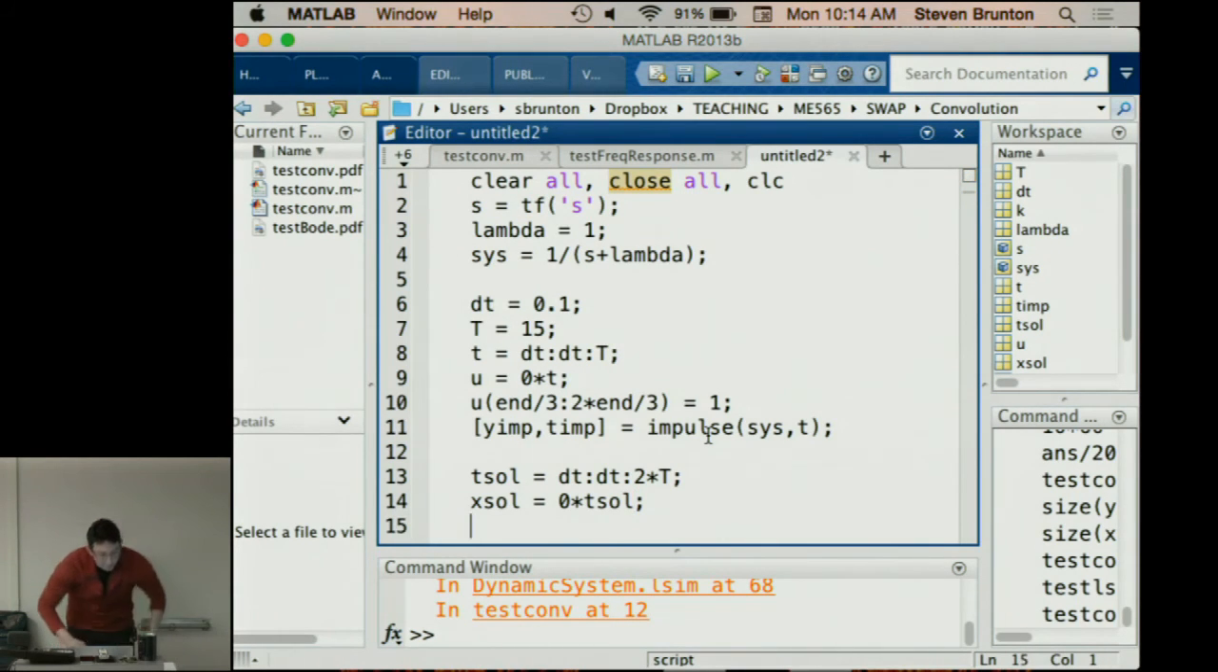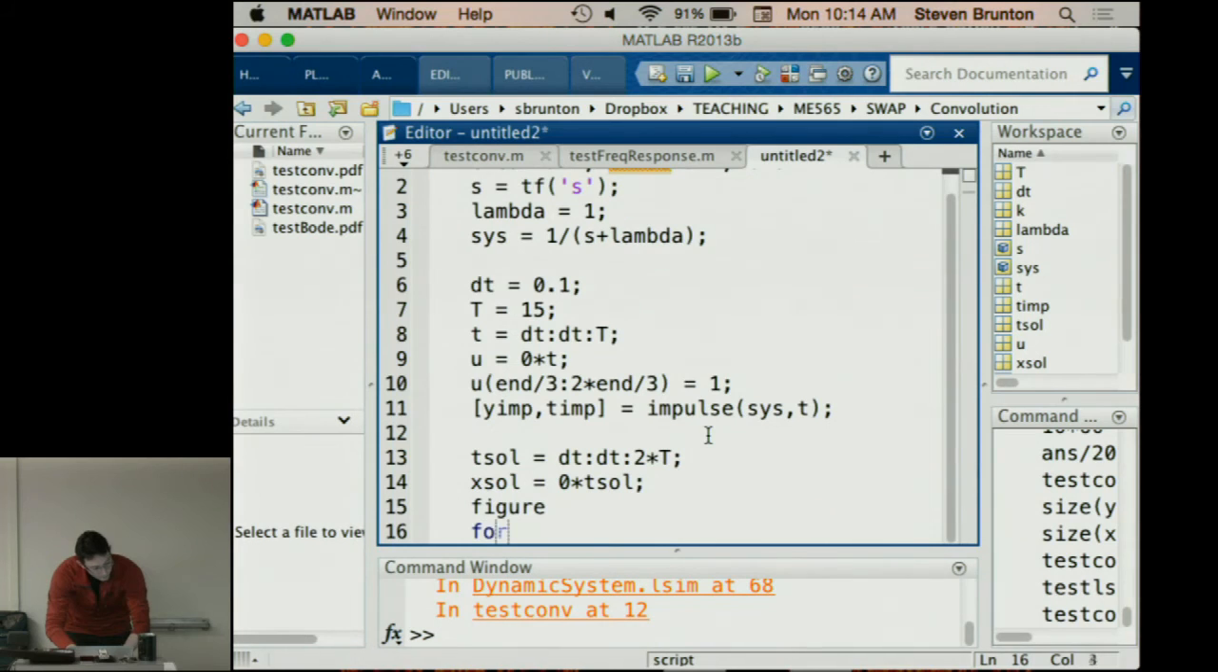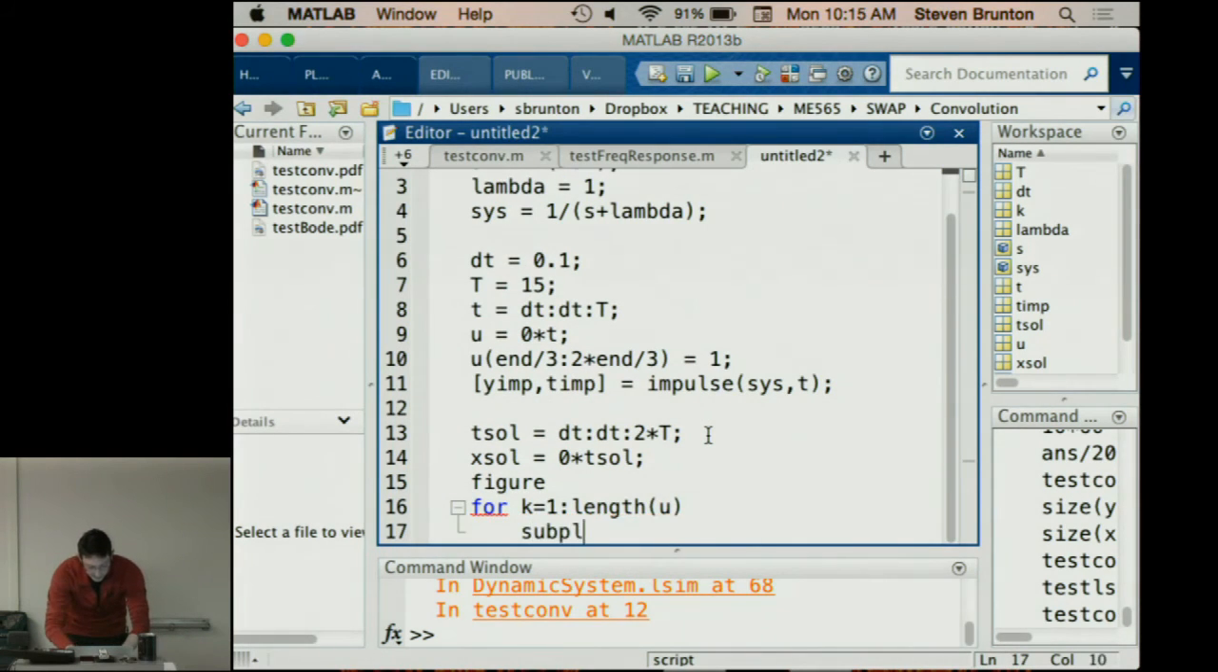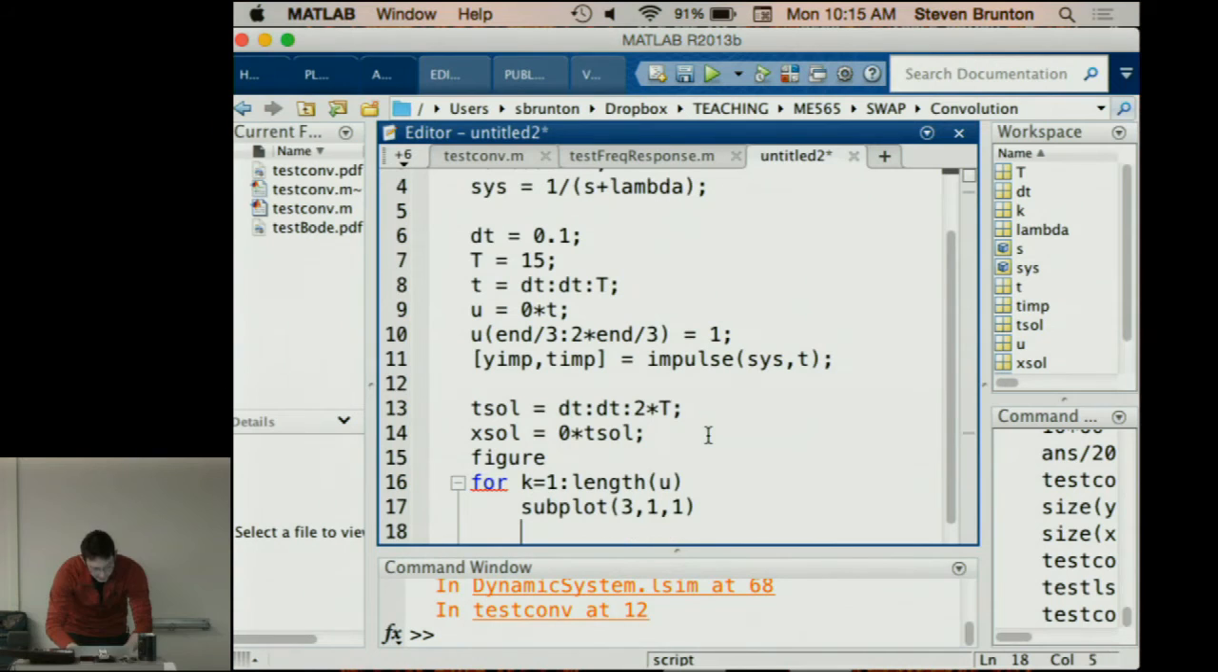Okay, so now we need a for loop, right? Any questions so far? This is just a setup. Okay, so for k equals 1 to the length of my input u, my first subplot, 3, 1, my first subplot, I'm just going to plot the control signal u, so I have it up.